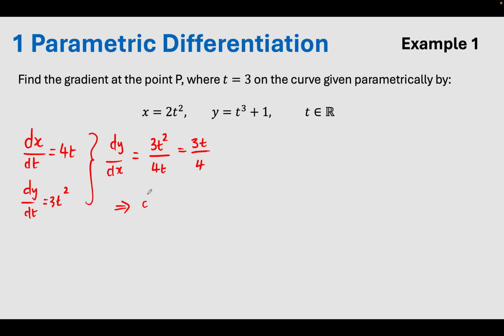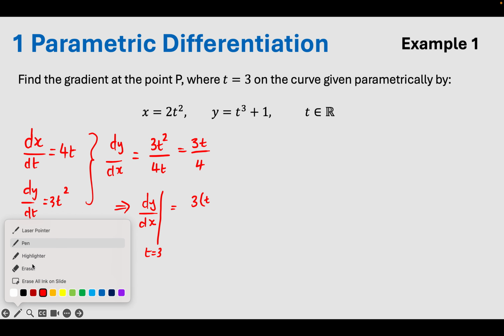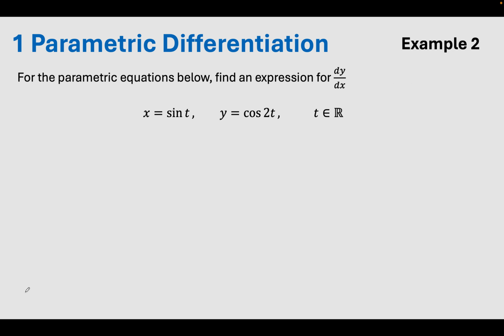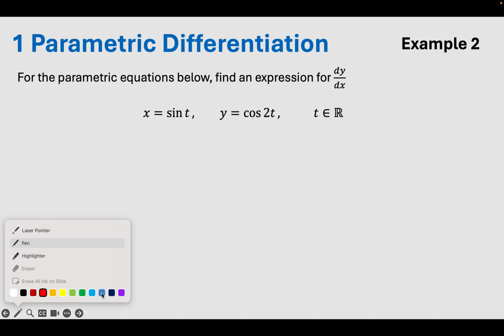So dy/dx, and you can write it like this to say it's evaluated at t equals 3. So that becomes 3, I know what t is, I don't need to write 3t. So that's 3 times 3 over 4, and I just get 9 over 4. Example 1, done. Okay, right, let's change the colour here.